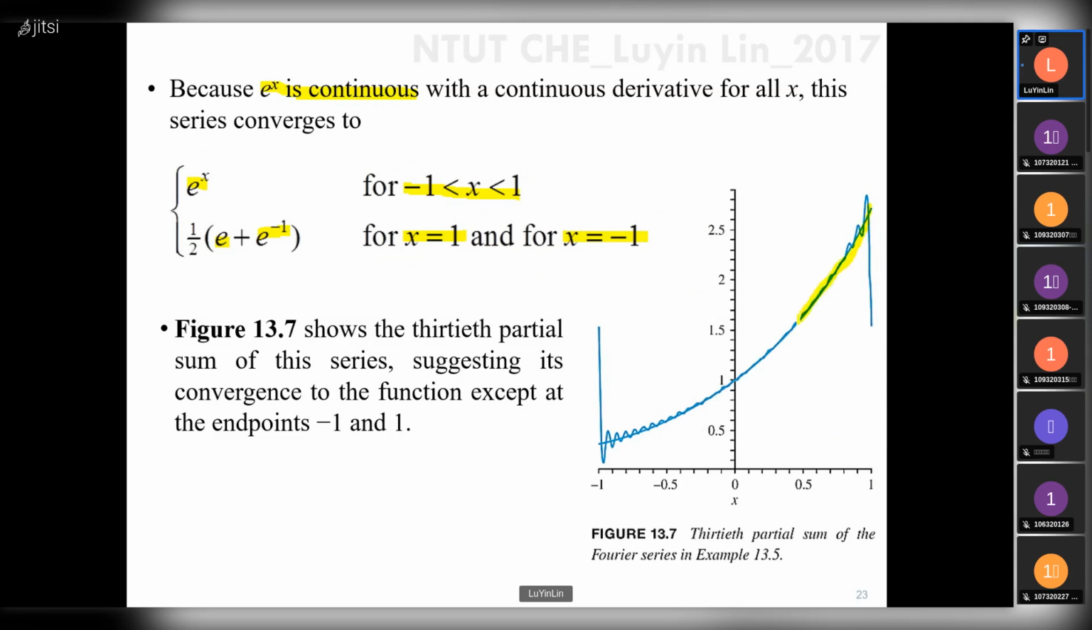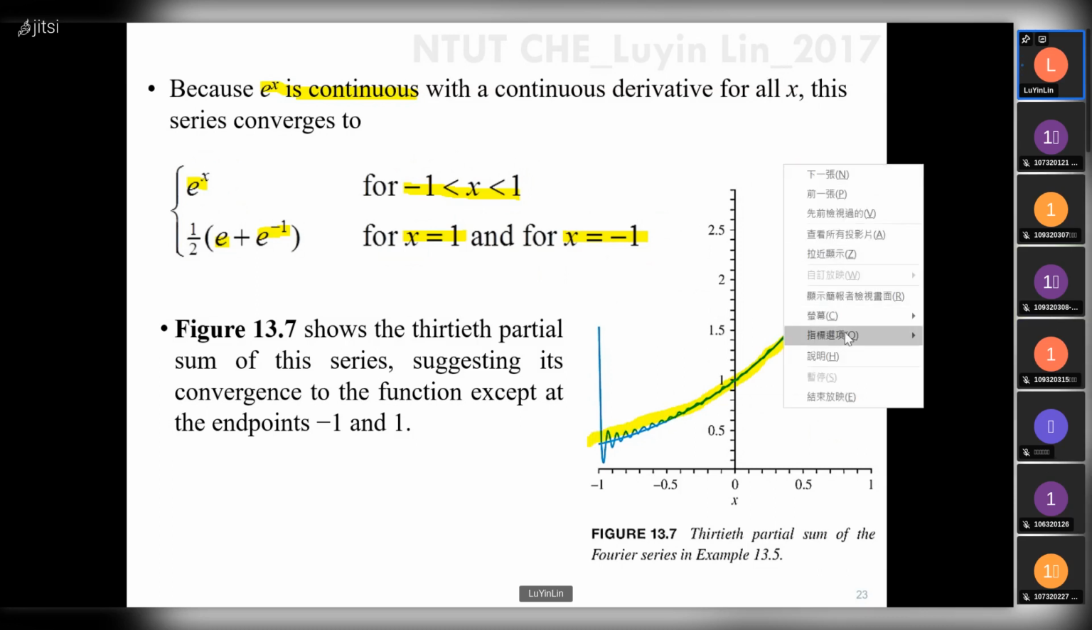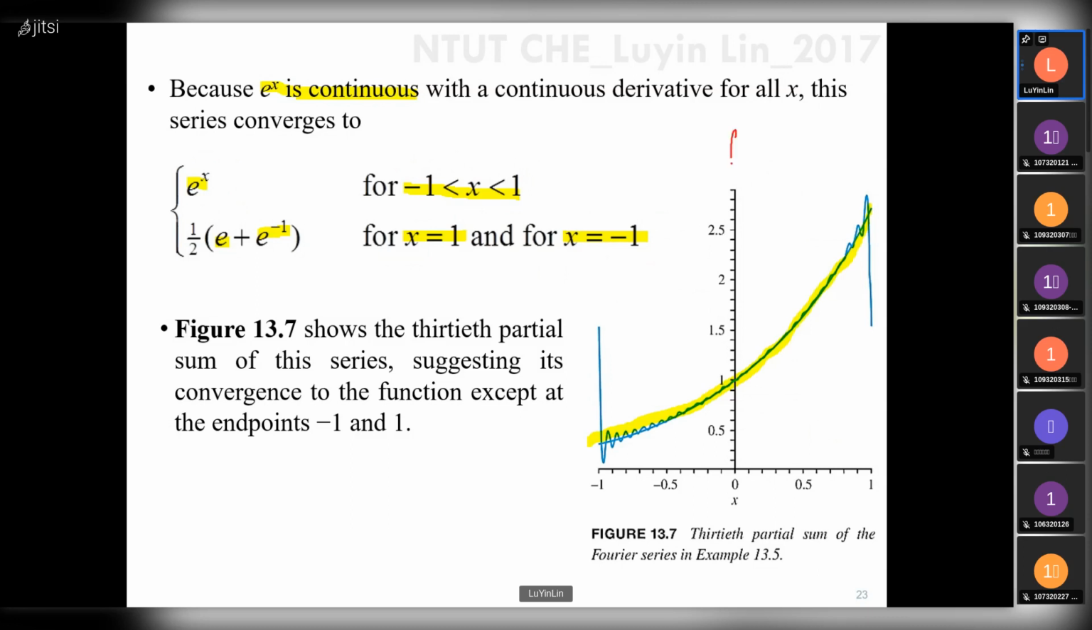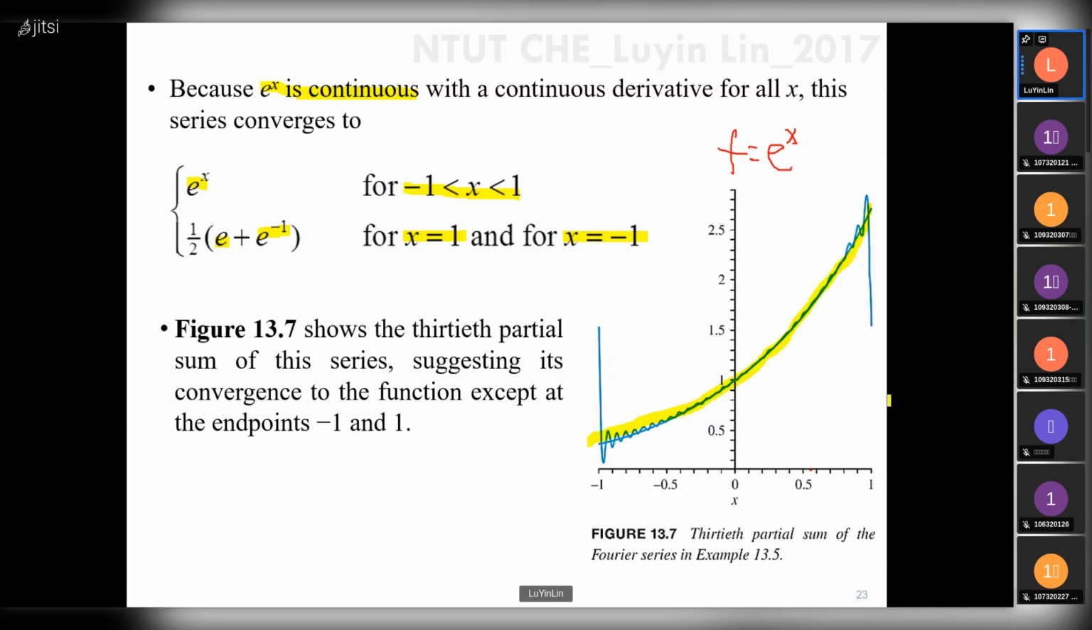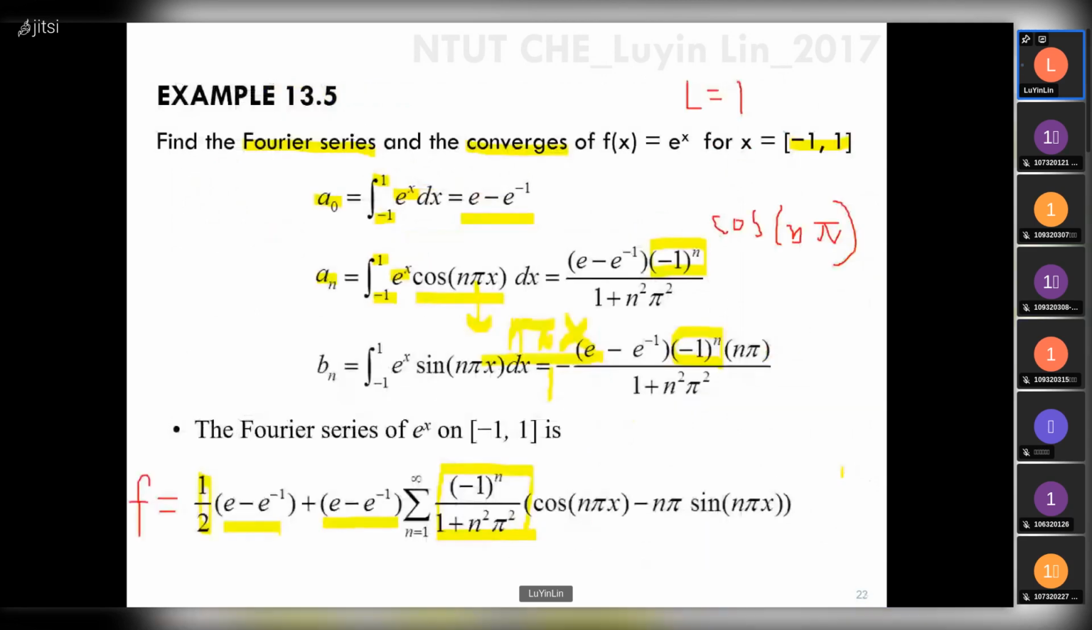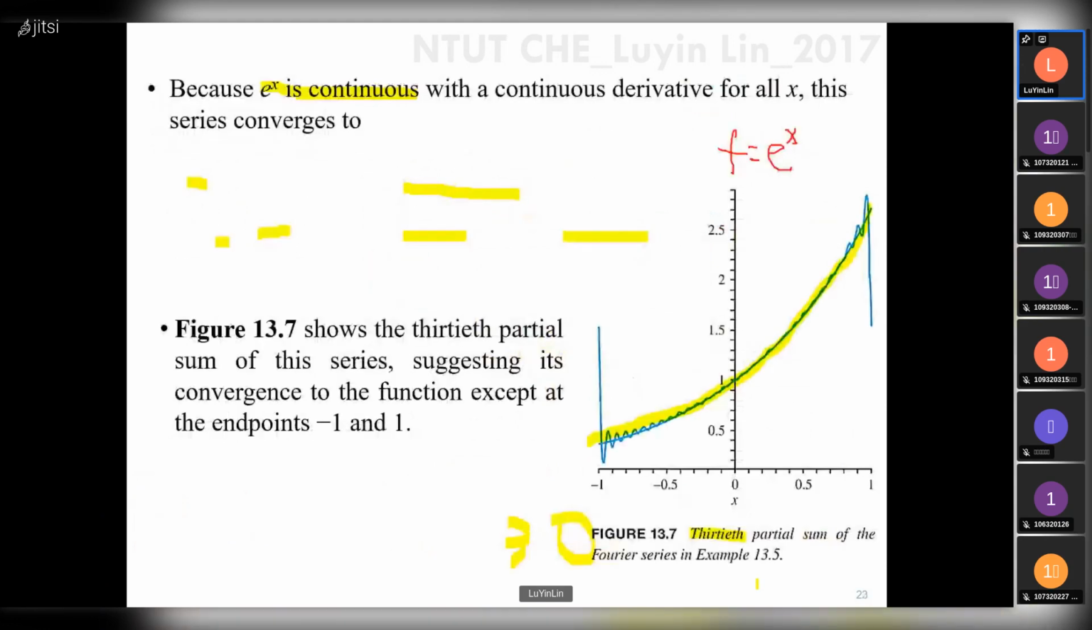There are two figures here. This curve is f equal to exponential x. And we have the Fourier series, and this is the 30th partial sum. So you sum up 30 terms of this series together, and you draw the curve.